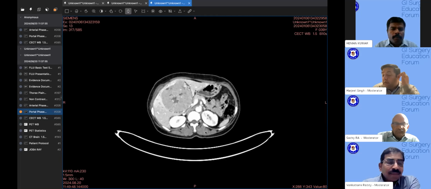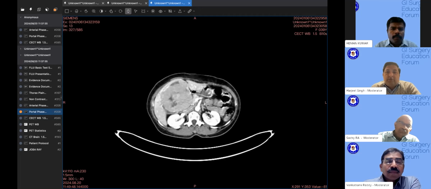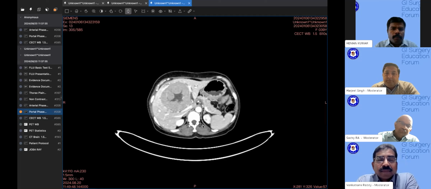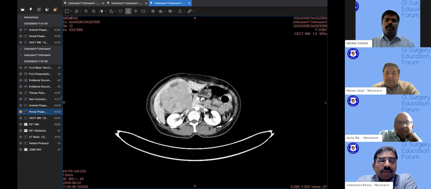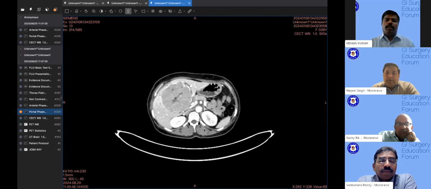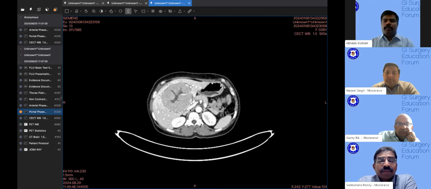And there is a large exophytic component. So what is the relation of this mass with the other surrounding structures? Sir, it seems to be well encapsulated without infiltration into the surrounding structures, sir. Portal vein is also splayed. It's not infiltrated, yes, sir. It's splayed, sir.